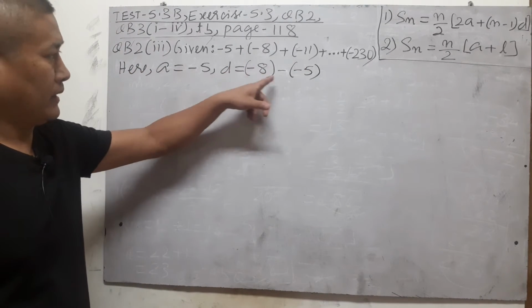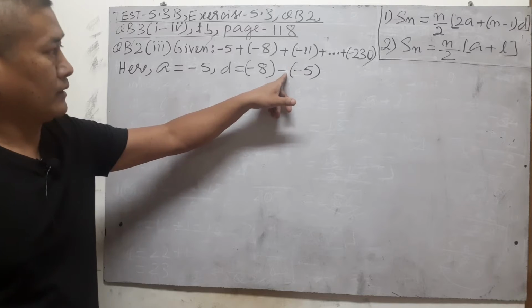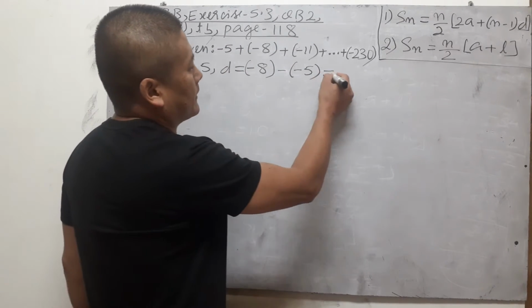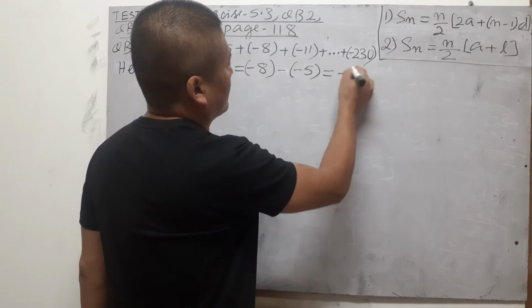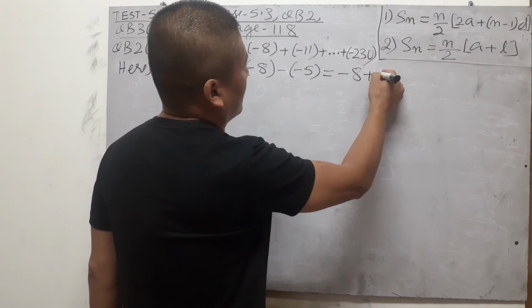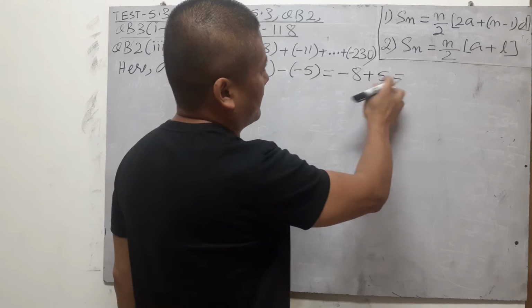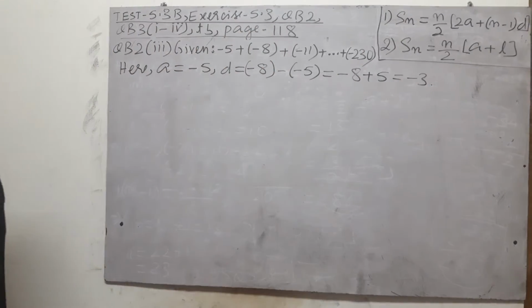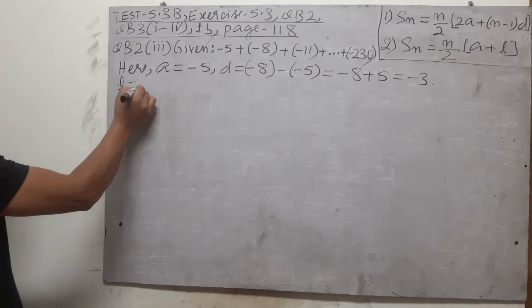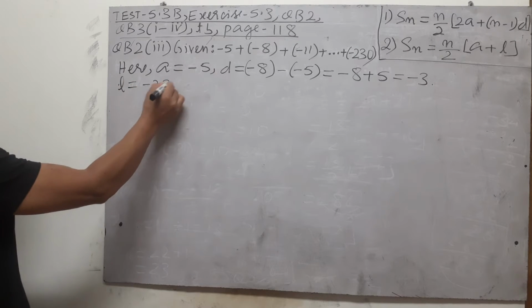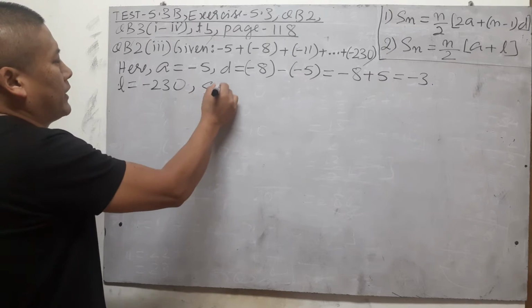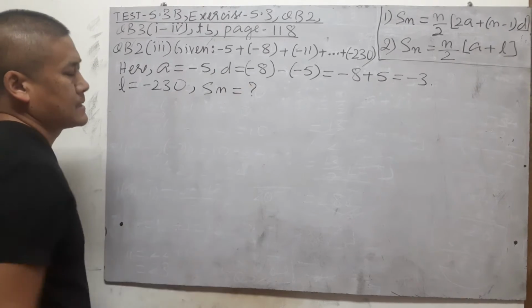A2 minus A1, so minus for the formula, and then there is a minus in itself, right? So that is plus and minus, minus 8, then minus into minus, plus 5. And we know that minus 8 plus 5 is minus 3. I hope we got the subtraction right. And the last term value is minus 230, as you can see here. Then we have to find the sum of the terms.